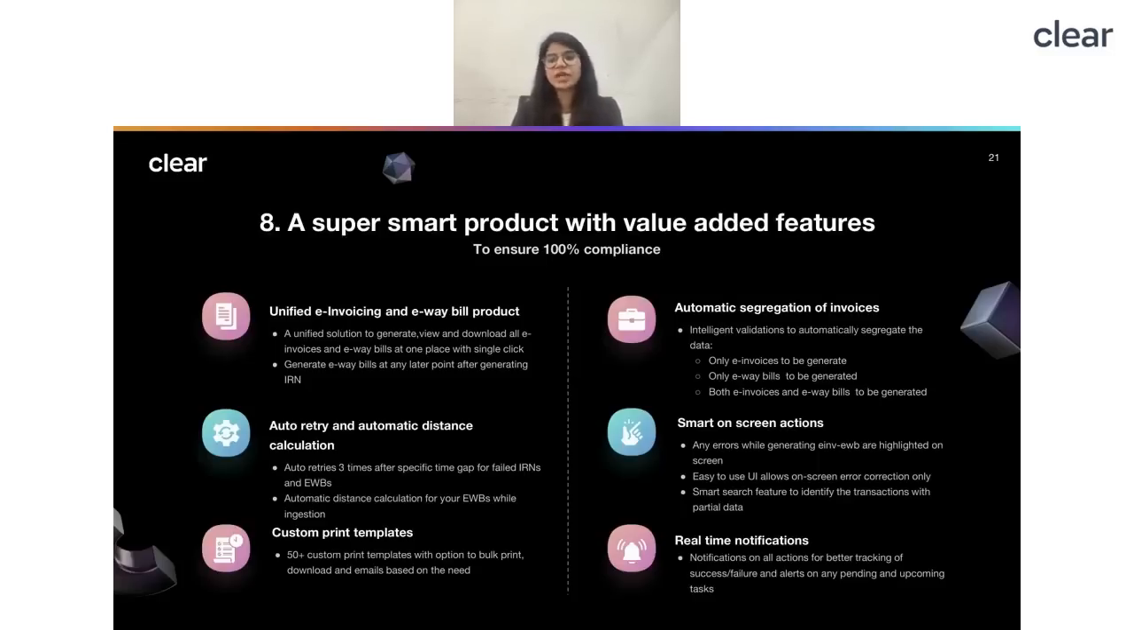Another question from Divya, who is asking, from 1st August mandatory for 5 crore. Yes, Divya, in case your aggregate turnover is greater than 5 crore, in such case, this e-invoicing is applicable to you from 1st August.